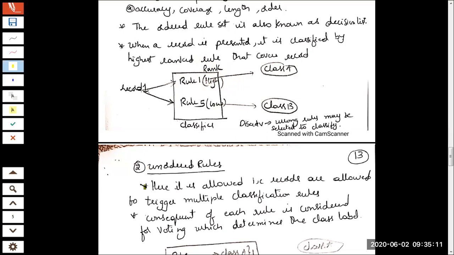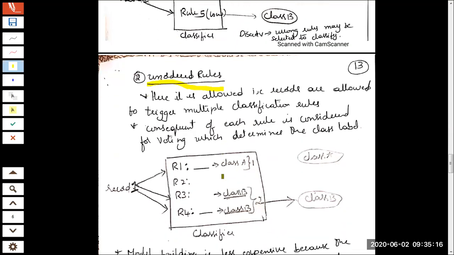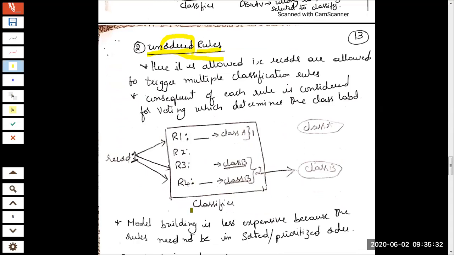To avoid this, we have one more mechanism called unordered rules. As the name suggests, we will not give any ordering or ranking to the rules. Then how will the classifier decide when this situation arises? How will the classifier make a decision? The decision will be something like this. I have tried to simplify the example to a very basic level. You can see here.